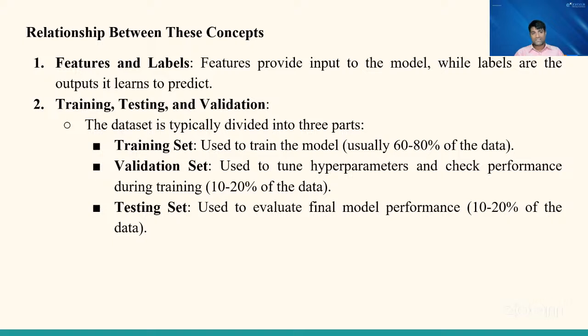Let us understand the difference between these concepts. What exactly is the relationship between features and labels? Features are the inputs or independent variables, and labels are the dependent variables, the outcome variable or the target variable. Training is basically done on 60 to 80% of the data, validation is done on 10 to 20%, and testing on 10 to 20%. Usually we first divide the data into training and testing, usually a 70-30 split, 70% training and 30% testing.